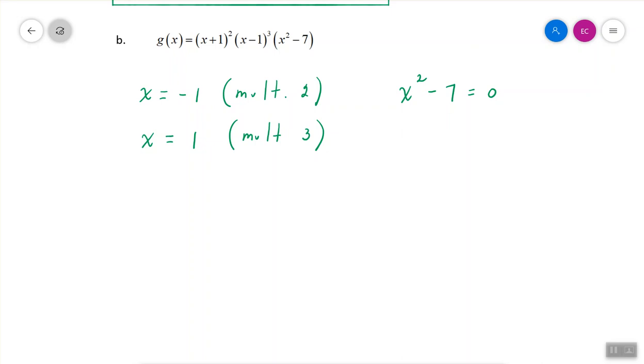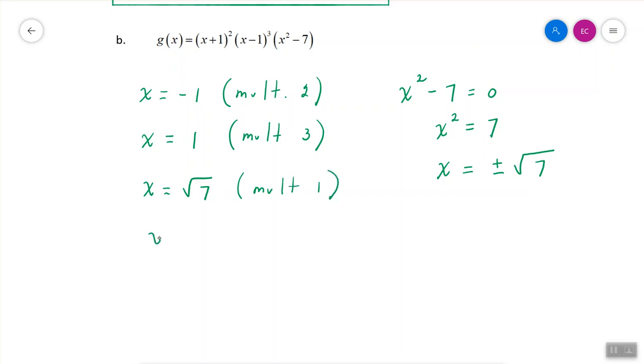We're going to have to solve the quadratic. And so we can add 7 to both sides, and we can use the square root property, and we can get rid of the square on the left by putting a plus or minus root 7 on the right. And so there are 2 more distinct roots. There is a distinct root at square root 7 with multiplicity 1. And there is another distinct root at negative root 7, also with multiplicity 1.